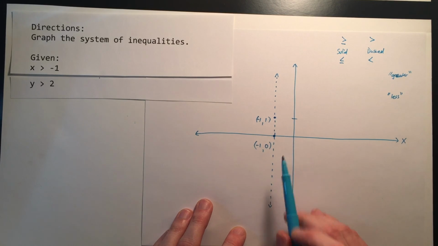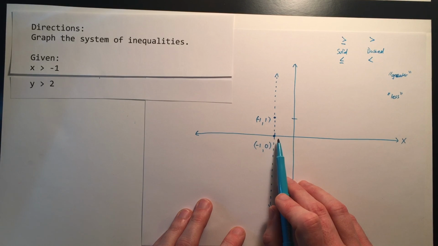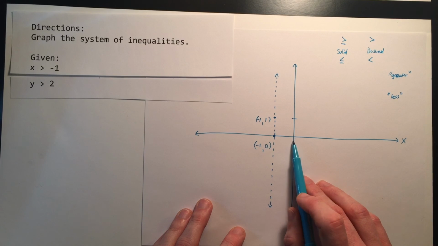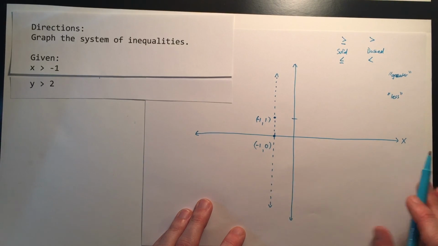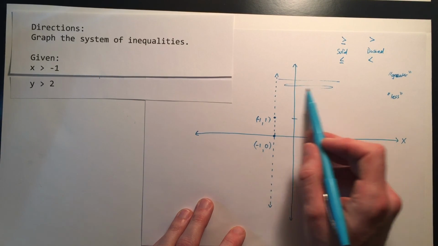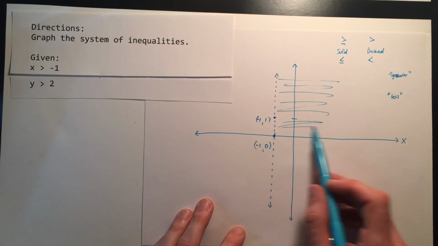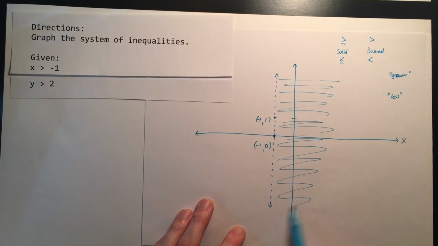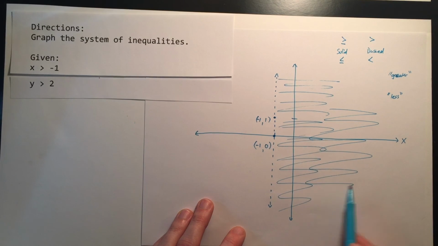And so where is x greater than -1? Well, here x is 0, here x is 1, here x is 2. Those are greater. So we shade this direction. Okay? And it keeps going forever that direction.